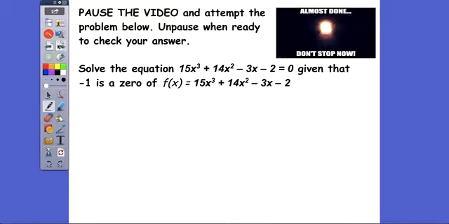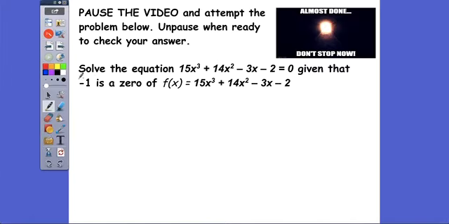All right. Hopefully you have attempted the problem and are ready to keep it going. Now, if you got stuck at some point, feel free to pause when you get your question answered and then keep trying your problem. Don't just try it once and then give up and just watch me do the whole thing. All right. So we're solving this equation given that negative 1 is a 0.